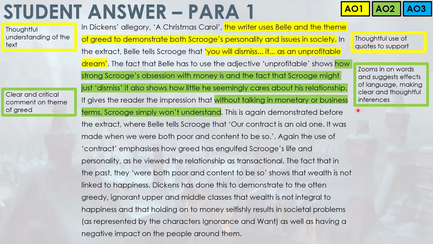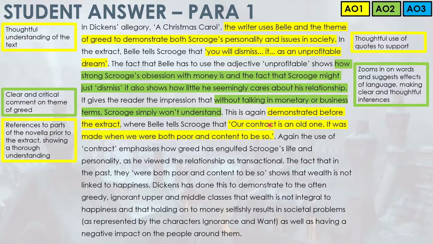The next part as well, without talking in monetary or business terms, Scrooge simply won't understand. This is a much more critical comment on the theme of greed, because it's suggesting how Scrooge thinks and how he operates, not just saying he's greedy. It's suggesting something about his greed and how that impacts his relationships.